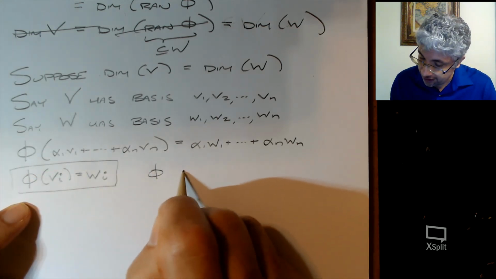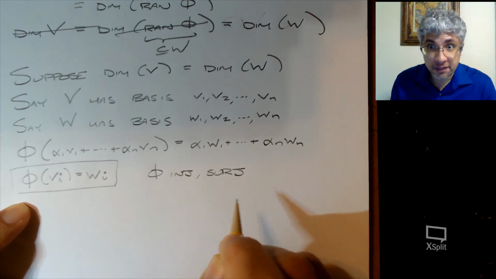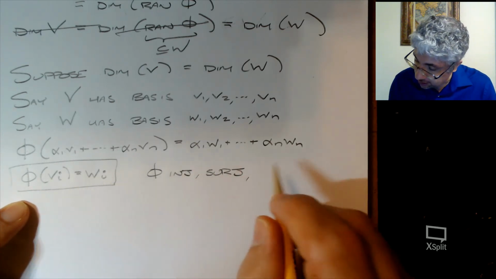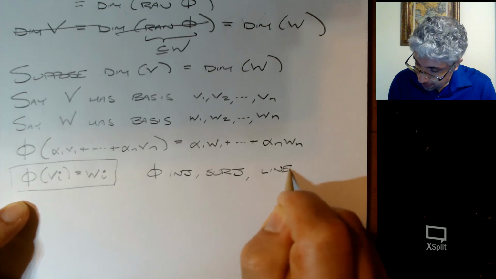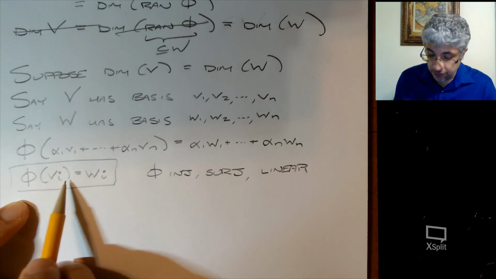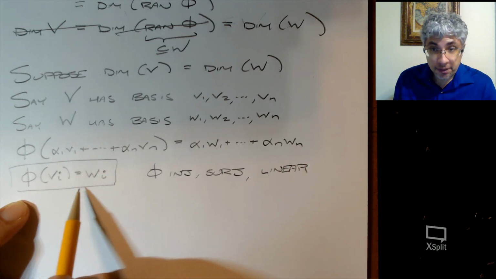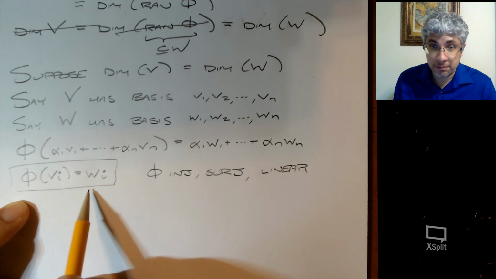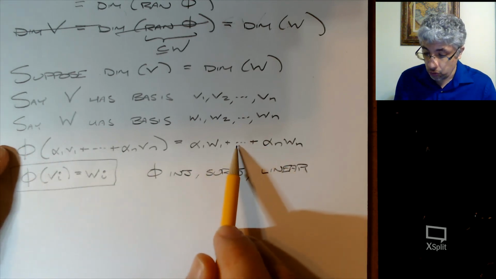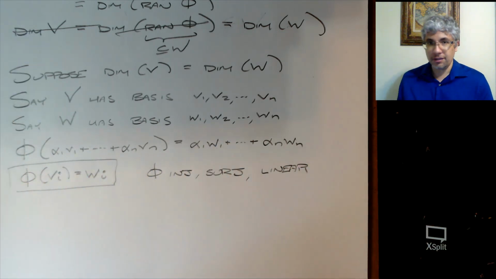So I have phi is injective, surjective. I didn't write much, but I've covered everything in my words here. And it is also linear. So one more time, for the linearity, this definition is the same as saying phi of vi equals wi. This determines a linear map, because any assignment of basis elements to basis elements determines a linear map. And what linear map does it determine? Well, by linearity, by the rules of linear maps, we get that phi of this would equal this as well.